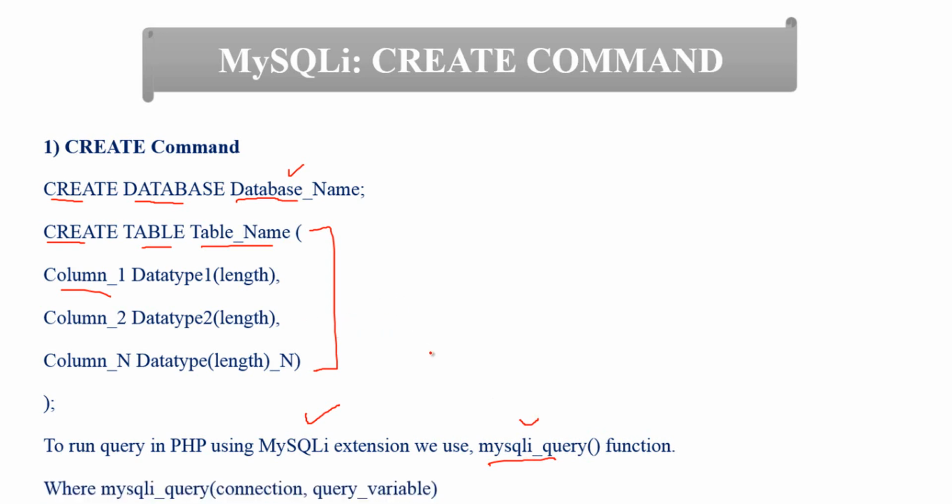MySQLi_query takes two arguments. One is the connection variable, in which your connection information is stored, for example server name, password, username, database name. Another is the query variable, because you also have to pass the query. This query you have to pass here in a variable.